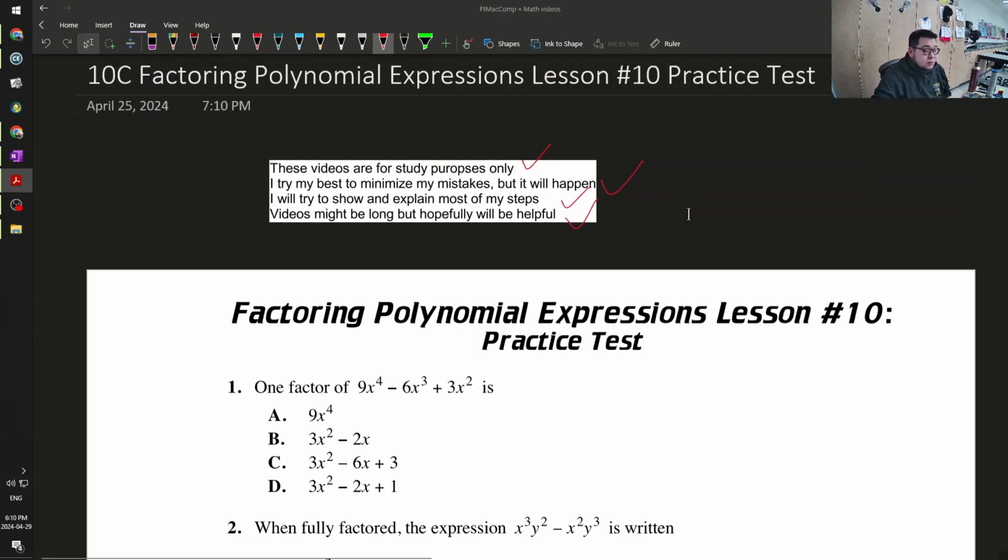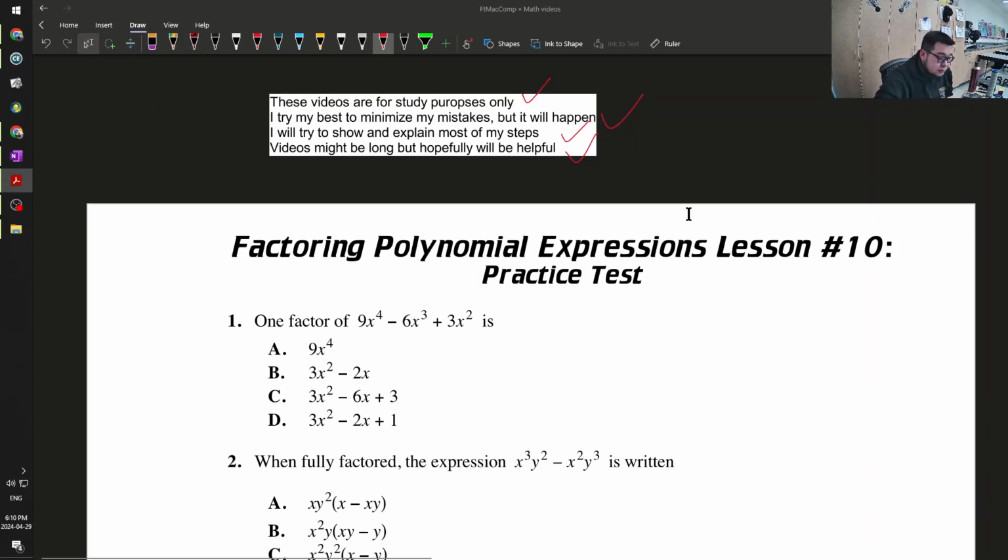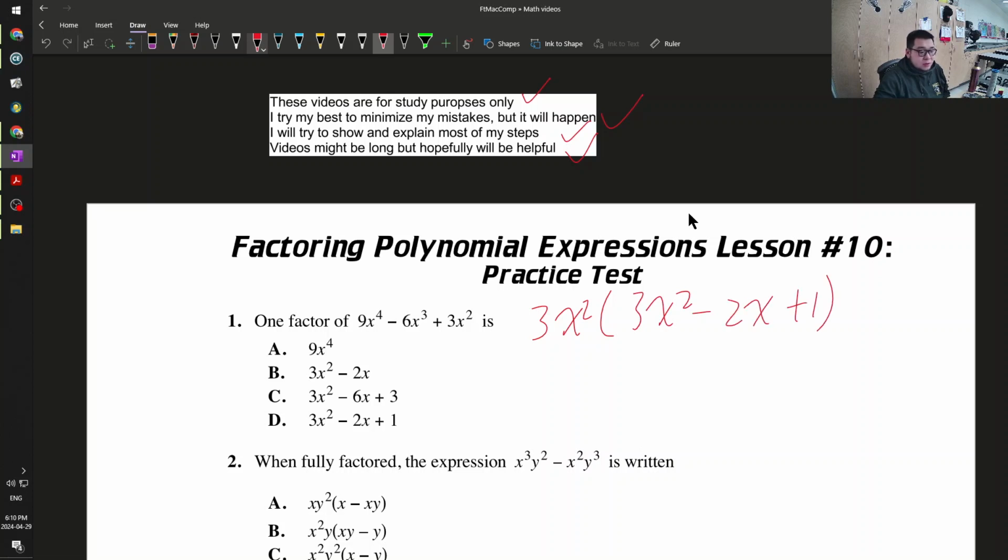Okay, let's get started. One of the factors is... When you observe this, we always see 9, 6, 3. 9, 6, 3 have a common factor of 3. And then x to the power of 4, 3, and 2 have a common factor of x squared. So what is left? 3x squared minus 2x plus 1. So what is one common factor? 3x squared plus 2x plus 1.